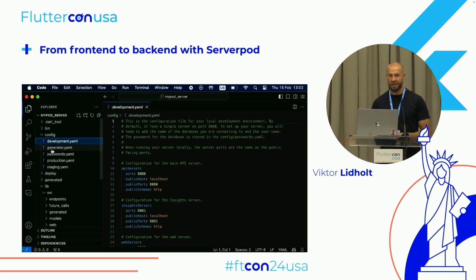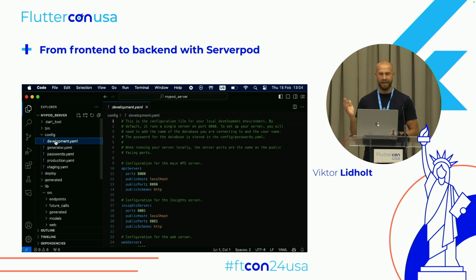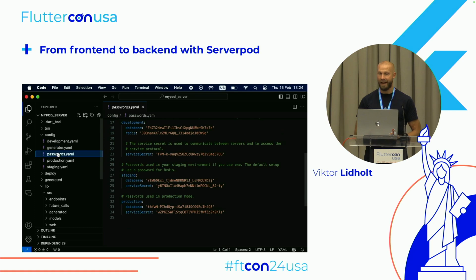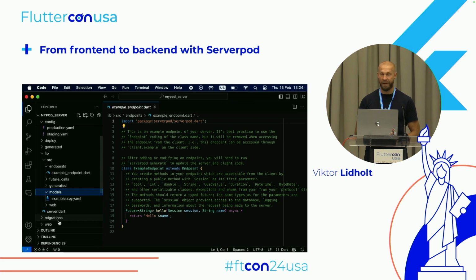The first is the configuration directory, and here you have configuration files for your development, staging, and production environment, and you can set the ports the server will listen to and stuff like that. There's also a passwords file here, which is set up with everything to make local development work, but you may change that later. Then you have the endpoints directory. This is where you will place your endpoints. Here's the example endpoint that comes with Serverpod. And finally, we also have a models directory. This is where you place your data models.